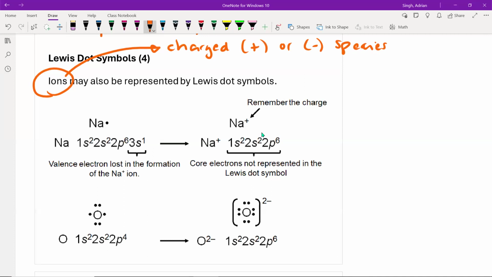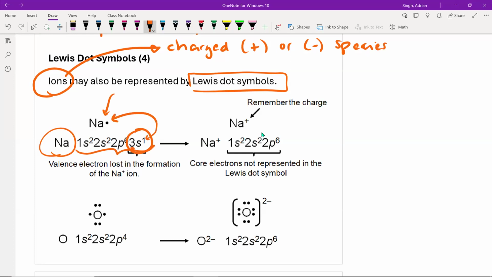So we can use our Lewis dot symbols to represent ions as well. We would need to take into account what has to happen for those ions to form. So for instance, if we take a look at sodium, we know that sodium is in group 1A, so it's got that one valence electron that we show here. We can confirm that with our electron configuration for the sodium atom. There's our one valence electron in the outermost energy level, the n equals 3 shell.